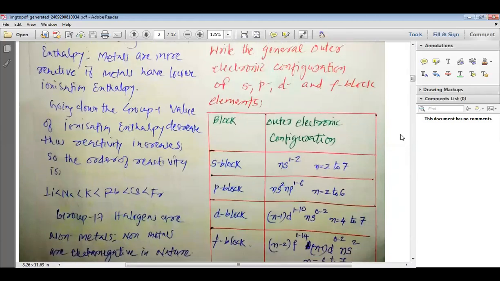So this is the reason why there is an inverted order of reactivity, because reactivity depends upon various factors. The reactivity of a metal depends upon the ability to lose electrons, whereas the reactivity of a non-metal depends upon the ability to gain electrons, and that is why they have exactly opposite order.